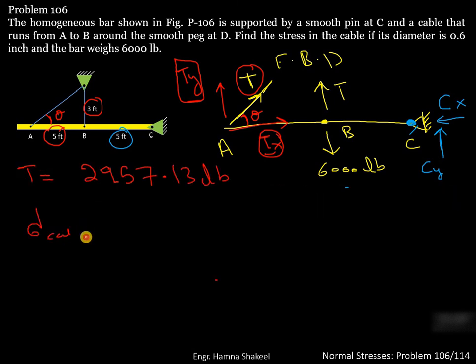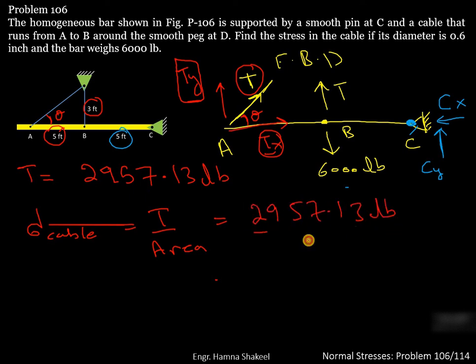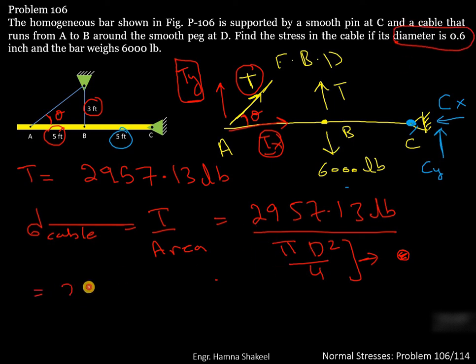So stress in the cable is equal to T divided by area. The value of T is 2957.13 pounds, and the area is pi d square by 4, because we have a cable and the cross section of the cable is a circle. The value of D is 0.6 inch. So you can plug in the value here.